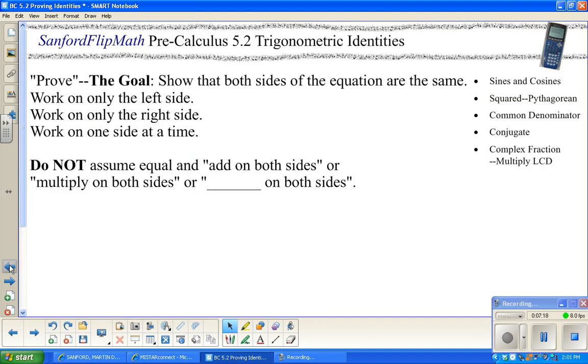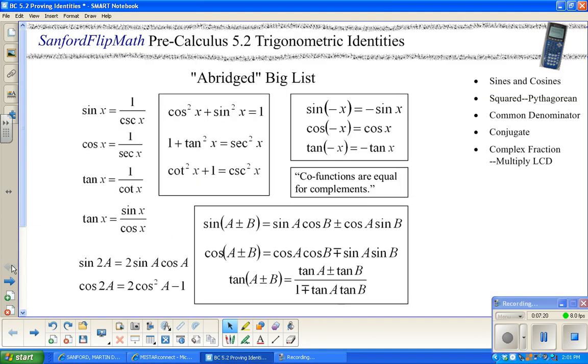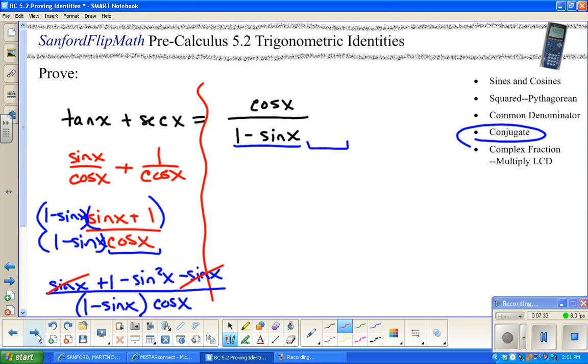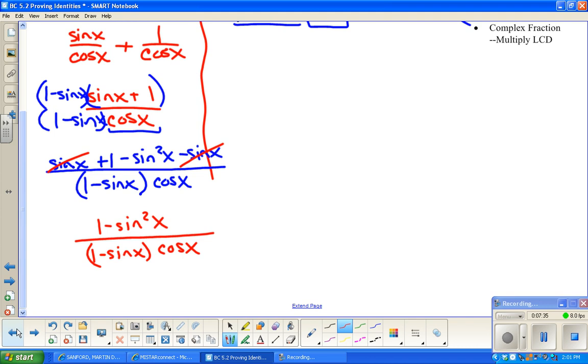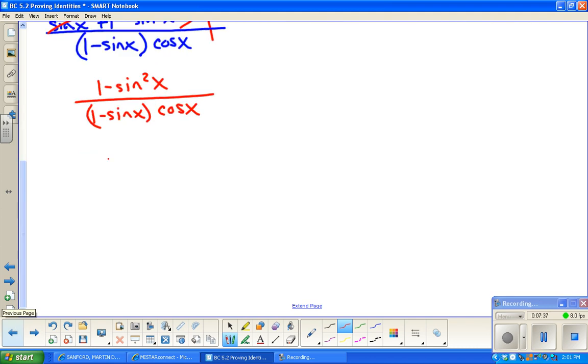Just to confirm, 1 minus sine squared. Well, if I subtract sine squared from both sides of this, wouldn't that be 1 minus sine squared? And it would be equal to cosine squared. Well, if that's true, let's go this way. There we go. So 1 minus sine squared is cosine squared. That's over 1 minus sine times cosine.